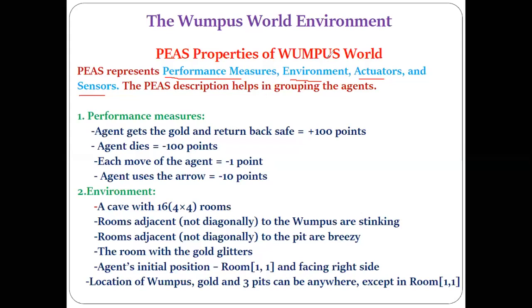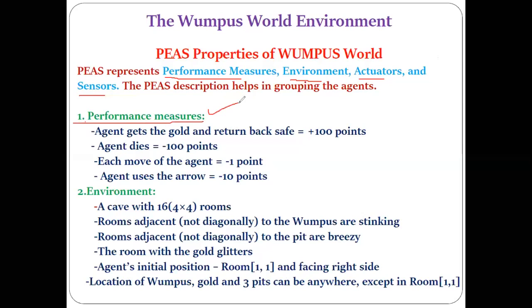That is the reason this particular property is named the PEAS property. Today we are going to discuss this PEAS property in detail, one by one. First, the first PEAS property of the Wumpus World environment is the performance measure.